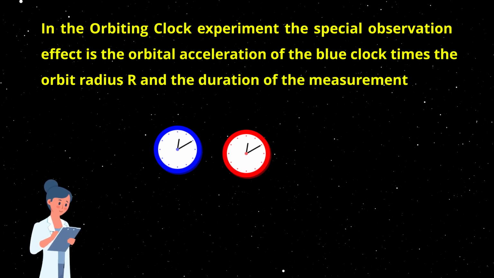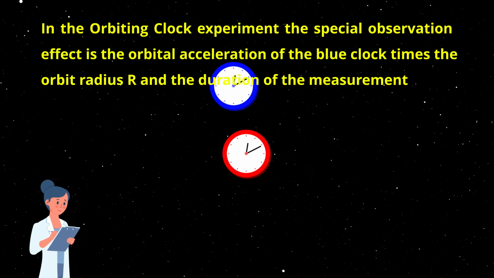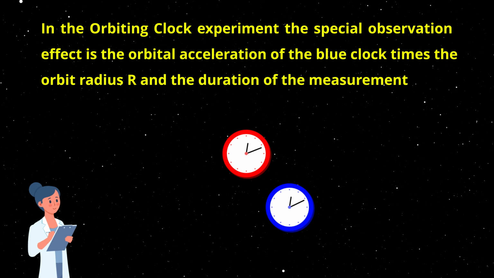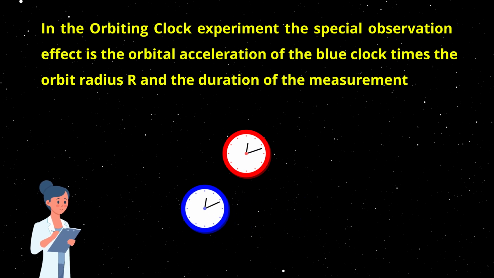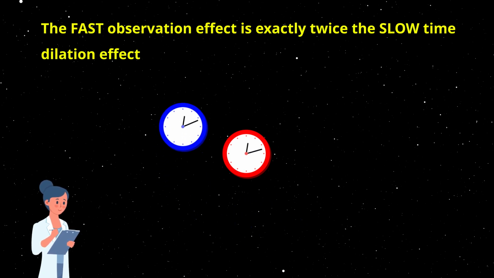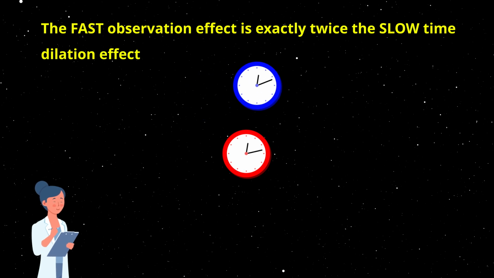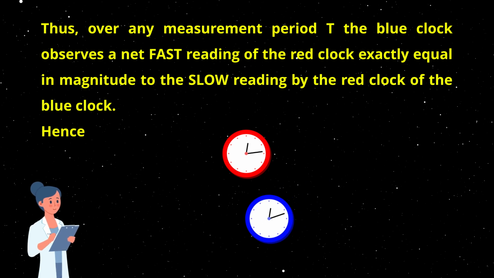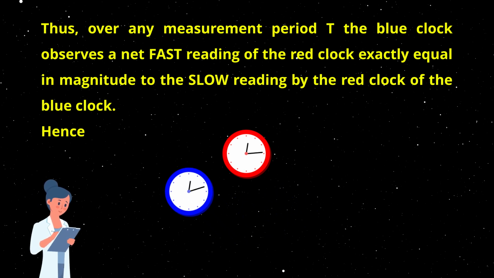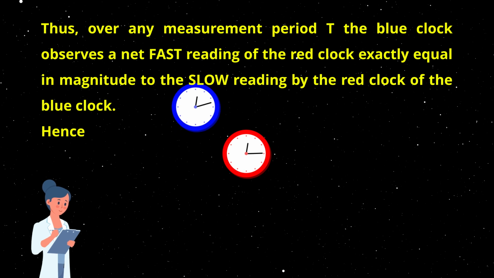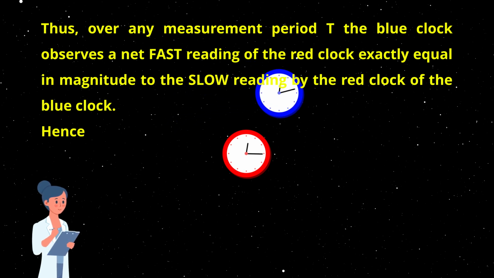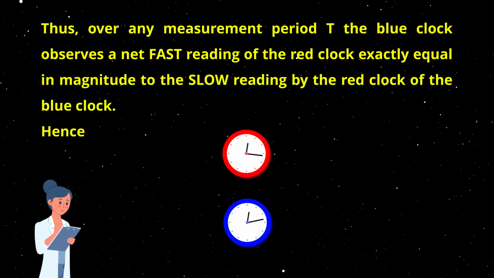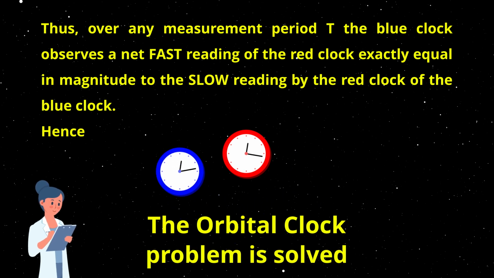In the orbiting clock experiment, the special observation effect is the orbital acceleration of the blue clock times the orbit radius r and the duration of the measurement. The fast observation effect is exactly twice the slow time dilation effect. Thus, over any measurement period t, the blue clock observes a net fast reading of the red clock exactly equal in magnitude to the slow reading by the red clock of the blue clock. Hence, the orbital clock problem is solved.